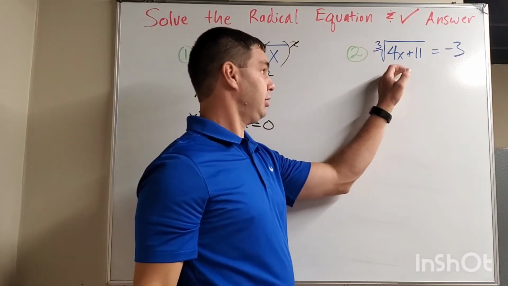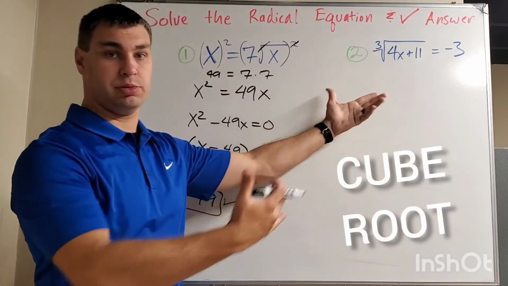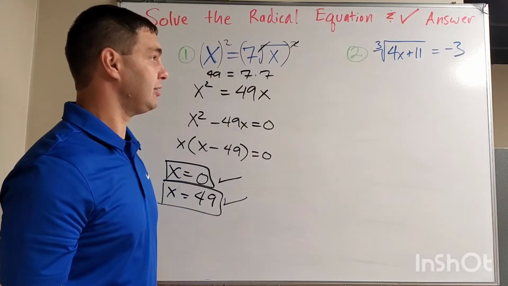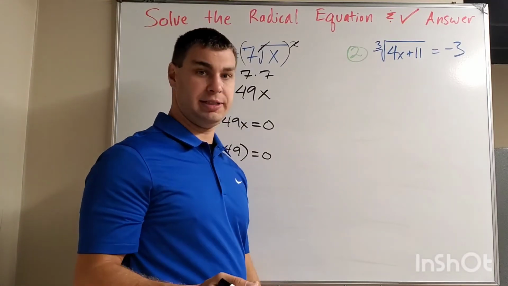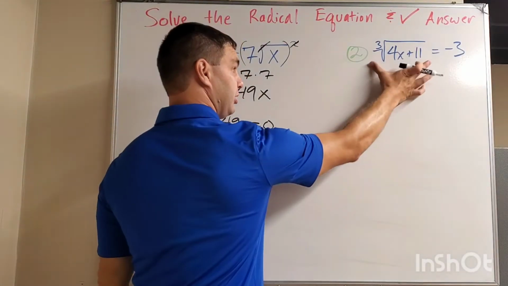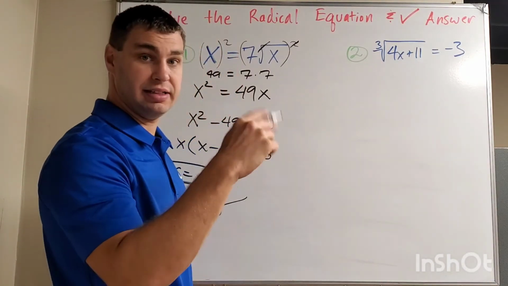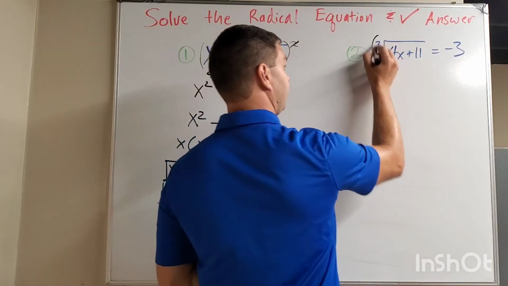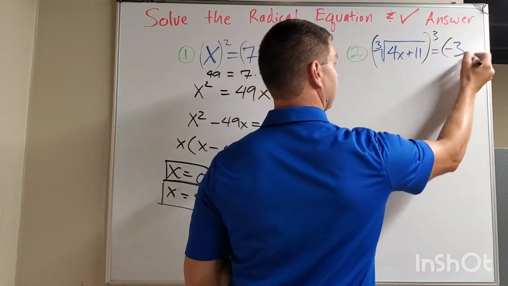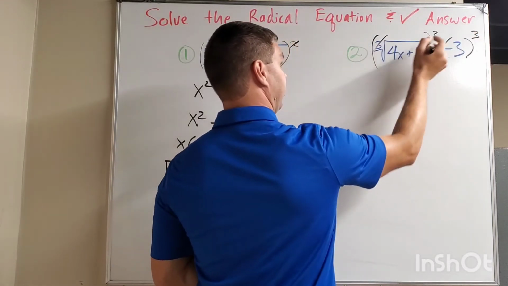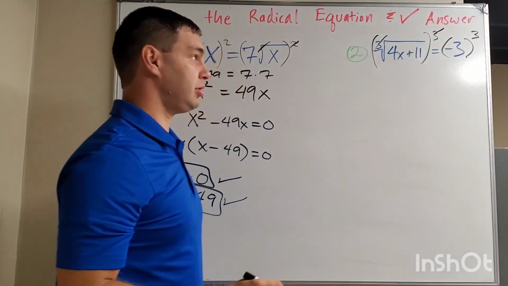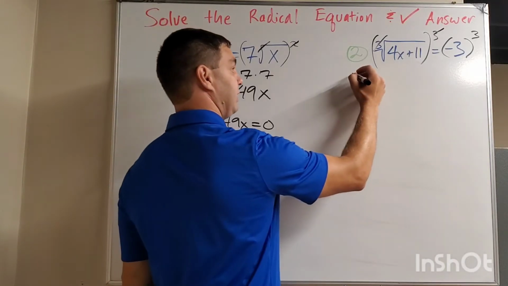All right, number two. This time not a square root, but a cube root. The cube root of 4x plus 11 equals negative 3. Our root is already isolated, so we can go ahead and cube both sides, not square, but cube. That will cancel the cube and the cube root on the left side, leaving you just 4x plus 11.